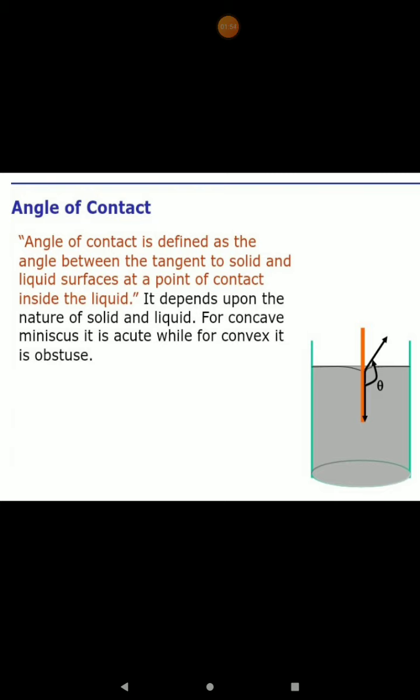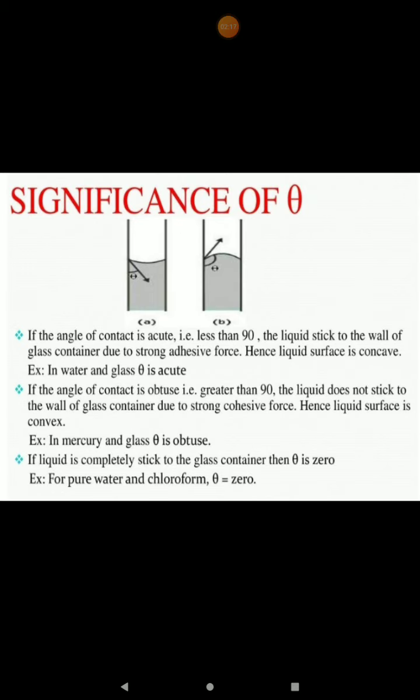Angle of contact is defined as the angle between the tangent to the curved surface of a liquid at the point of contact and the solid surface, measured inside the liquid. And this angle of contact depends upon the nature of solid and liquid. For concave meniscus it is acute and for convex it is obtuse. Now again, the significance of theta is the same.